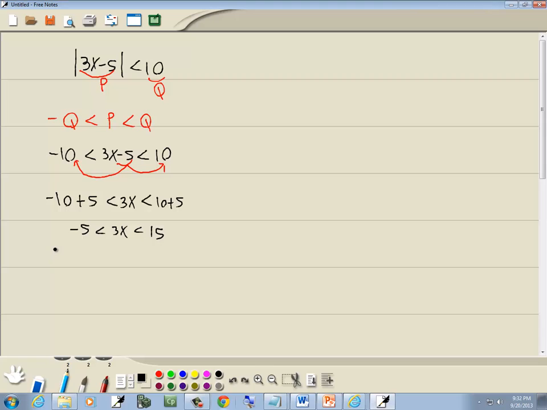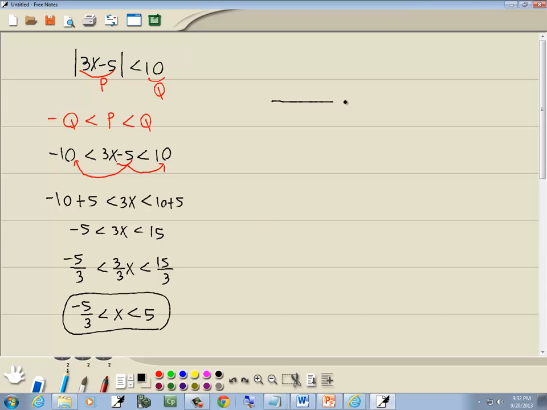Our last step is to divide all three sides by the number in front of your x. The number in front of our x is a 3, so we'll divide the negative 5 by 3. We'll divide the 3x by 3, and we'll divide the 15 by 3. So that gives us negative 5/3 is less than x, those 3's cancel, is less than 15 divided by 3, which is 5.